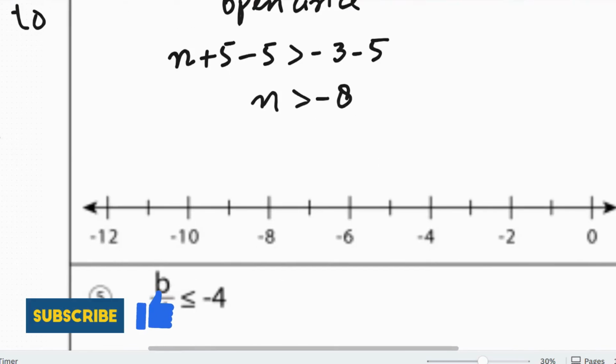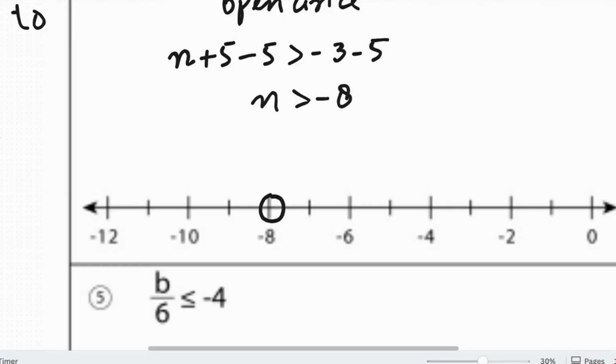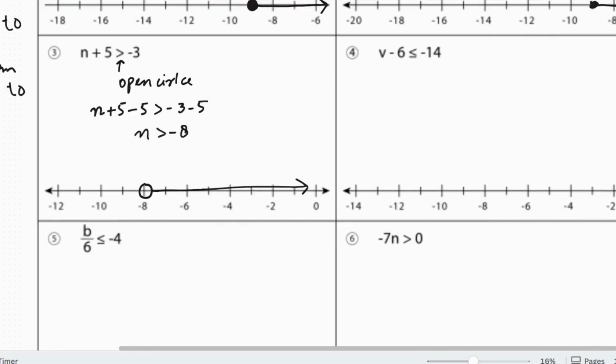So where is minus 8? Minus 8 is over here, so I will be putting an open circle, okay? Whenever we are representing an open circle, we will not be filling it from inside, okay? So it will go that way. This is how the graph is represented for it.